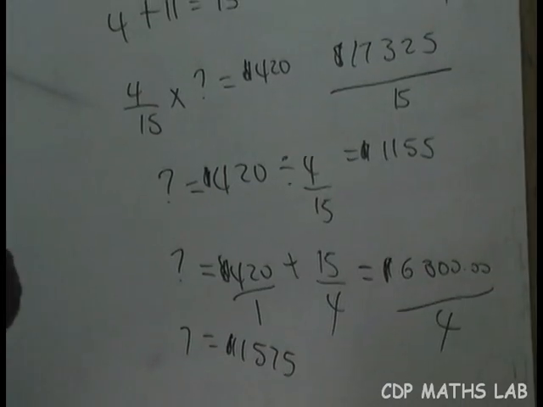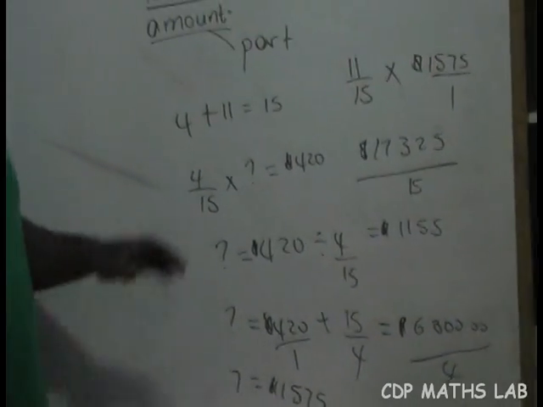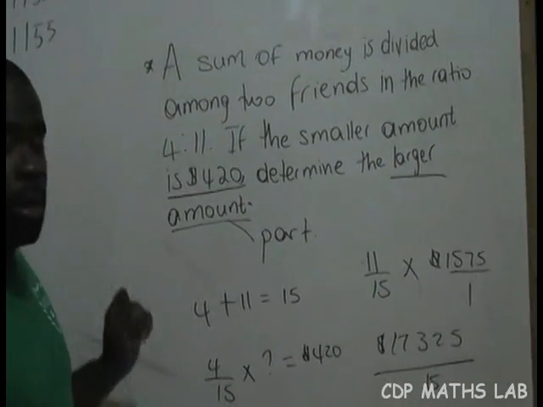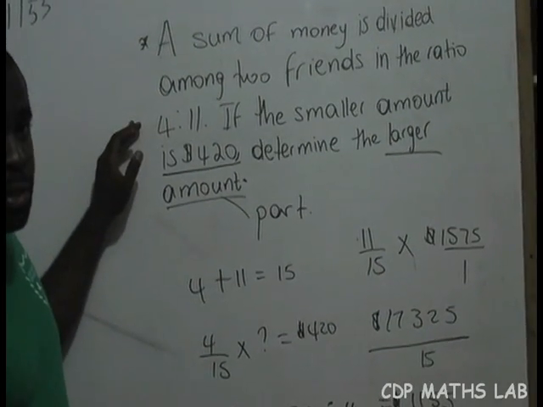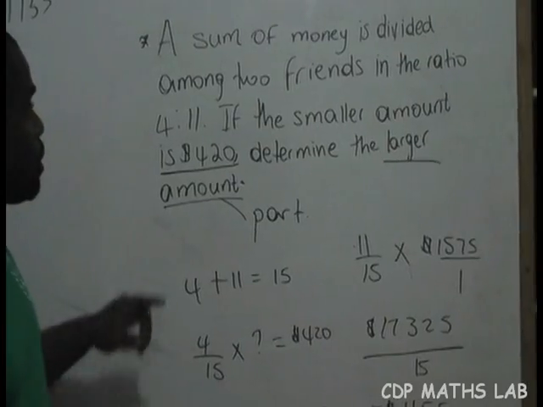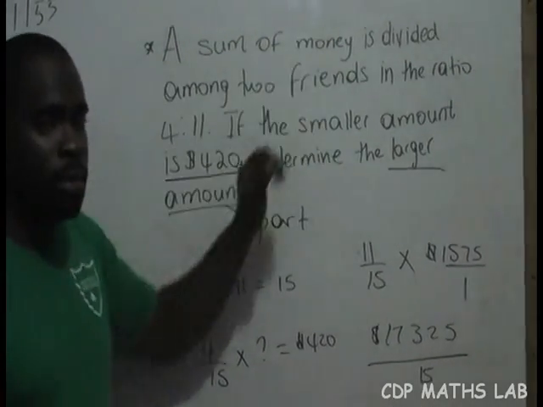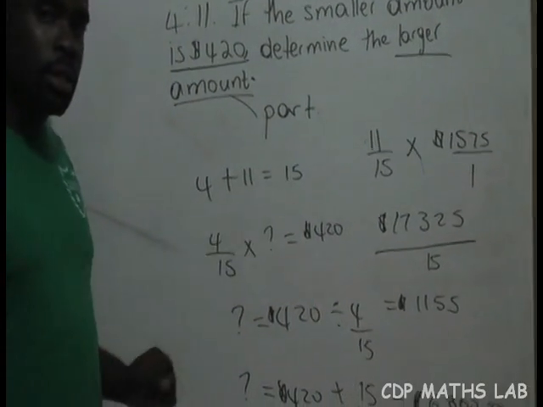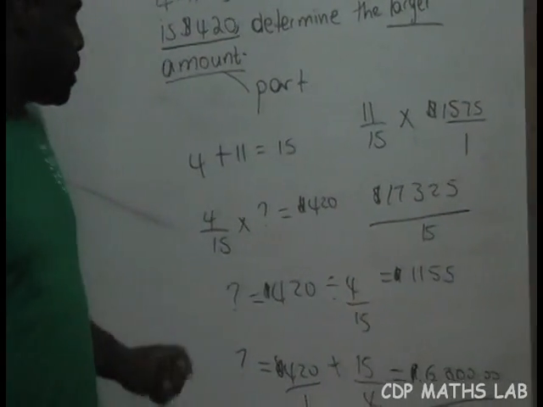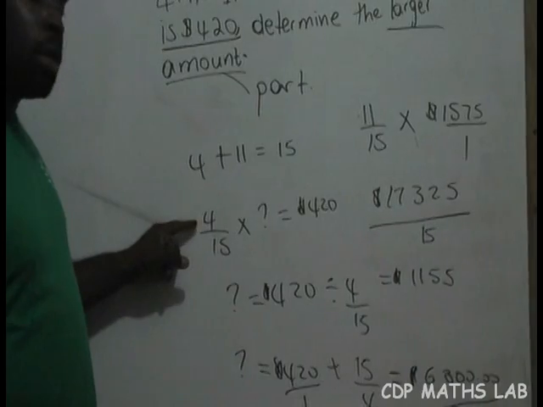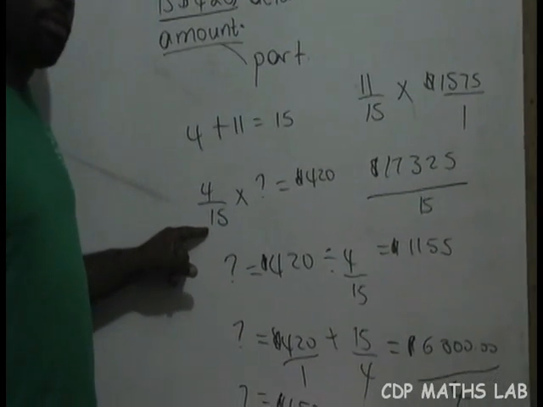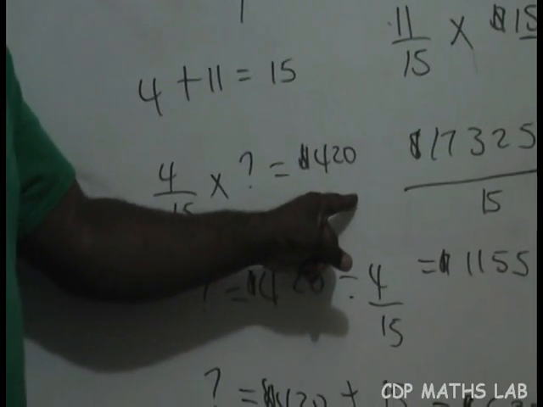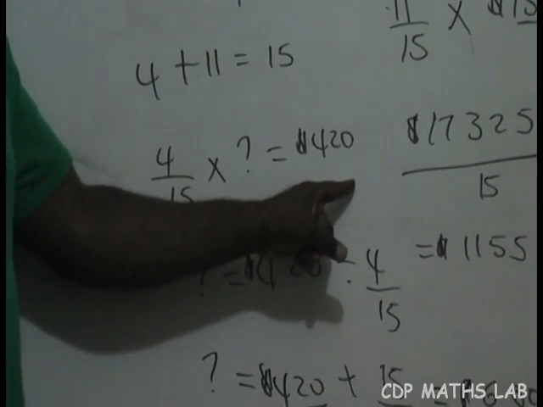So let's summarize our example here again. We were asked to find the larger amount. We were given the smaller amount and we're given the ratio. But first we needed to find the sum of the money. So we did this step. We add the ratios, got the total number of parts. Then we put the smaller number over the total number of parts, multiply by the question sign, and we equate it to the smaller number.